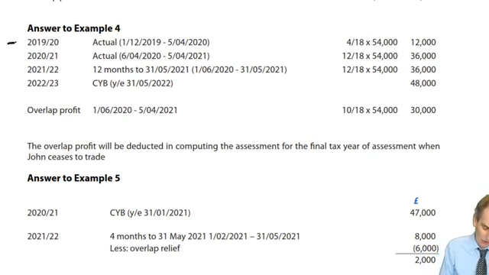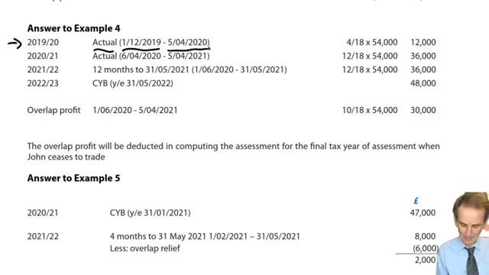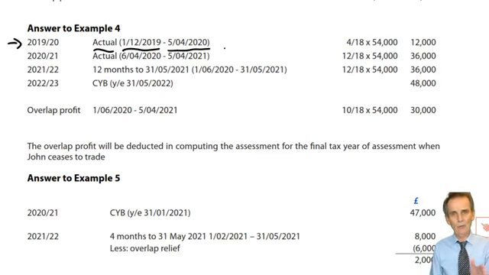Again, we knew that the first tax year was 2019-20. Its basis of assessment is always actual. That always means from your start date here, the 1st of December 19, to the end of that tax year, which is the 5th of April 20. So we've got December, January, February, March. So we've got 4 months out of what then is a long opening period. And if you worked it through, that was an 18-month period. 4/18ths of 54,000 should then come to £12,000 assessment, and that's the assessment for the 1920 tax year.